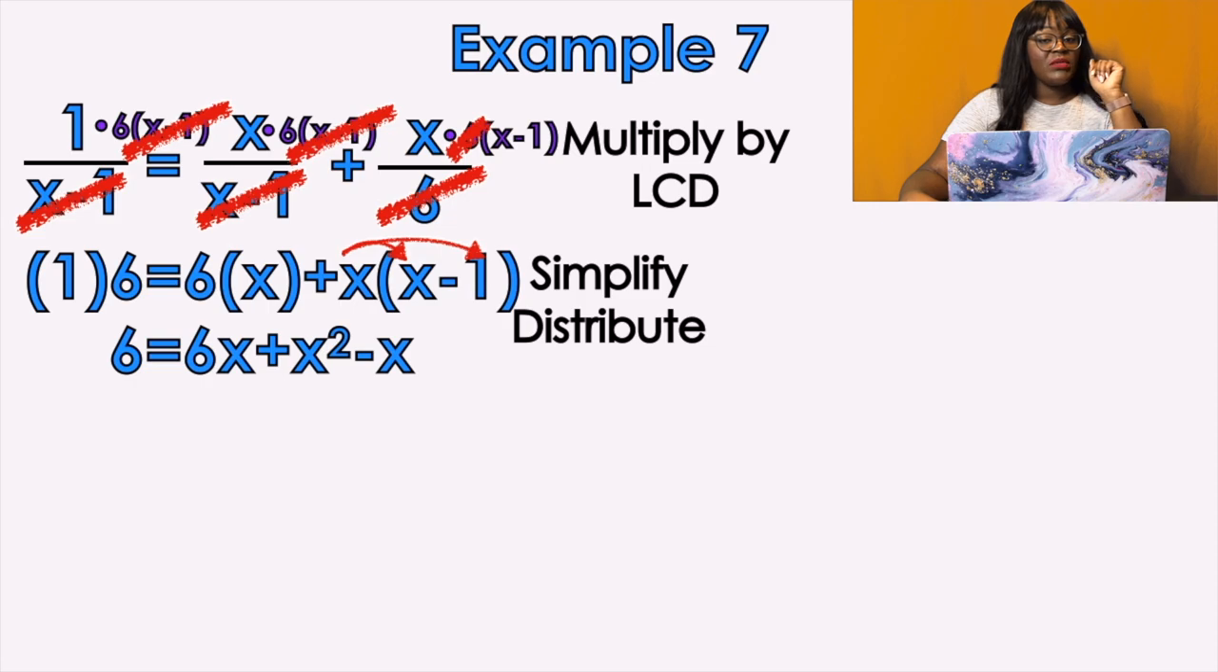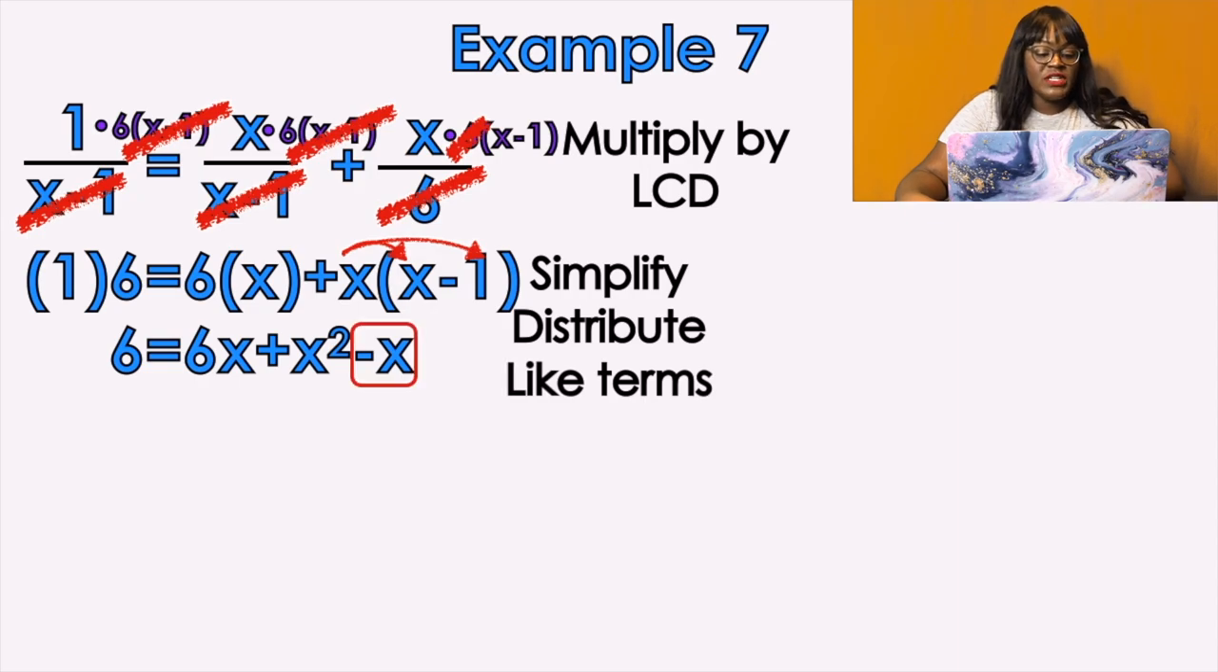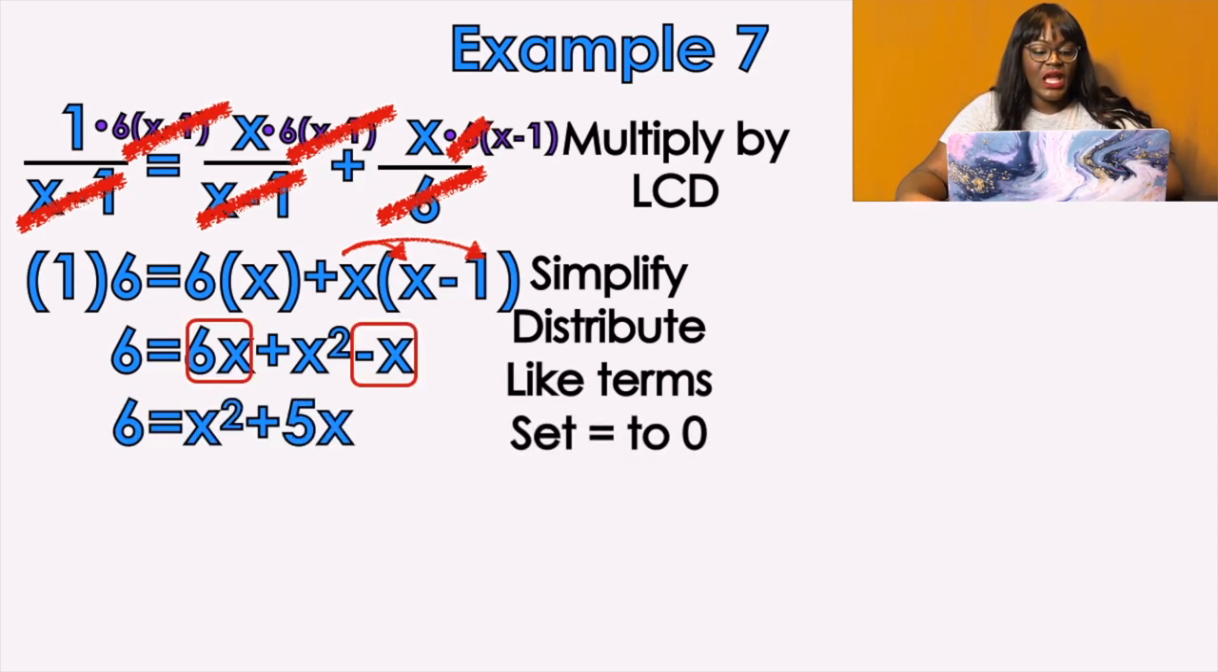What do you notice about this problem? Come on, y'all. You should be here with me. It's got an x squared in it. Not that we don't like it, but we have to treat those differently. So first, let's combine the like terms. Once I combine those like terms, I'm going to set the problem equal to 0. In this case, I'm going to move that positive 6 over to the other side and make it equal to negative 6.